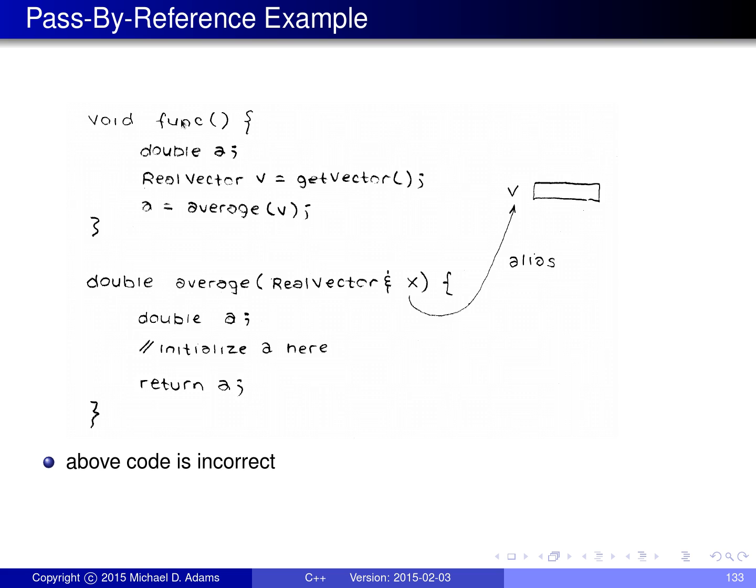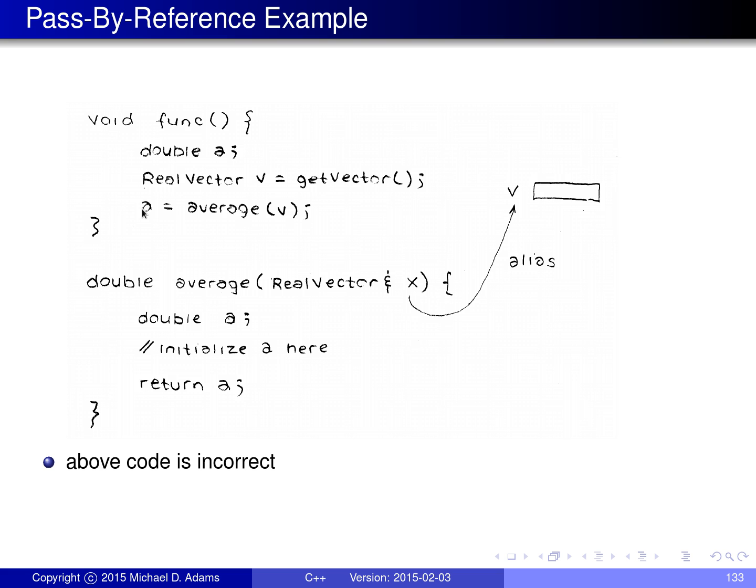Now, if we look at the code up above that's using the average function, we have this function called func, and you can see it's calling the average function here. So what we're doing in this function func is we're creating a double variable a, which is going to hold the average value that we're about to compute. Then we call some function getVector, which returns a real vector as a return value, and then we assign the returned value to this real vector v. And then we call the average function, passing as a parameter to this function v to compute the average of this vector v, and then we store the return value into a, the average that's computed.